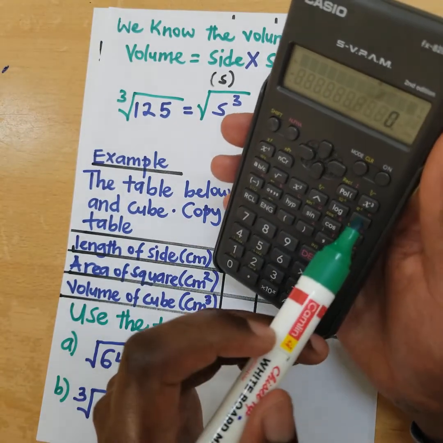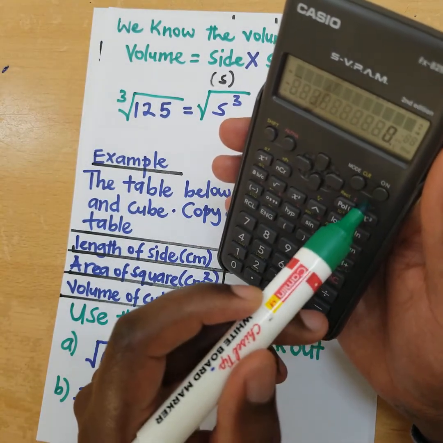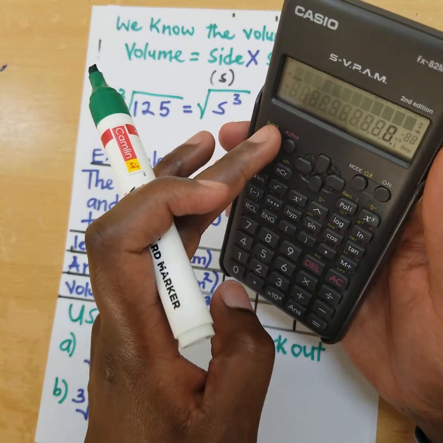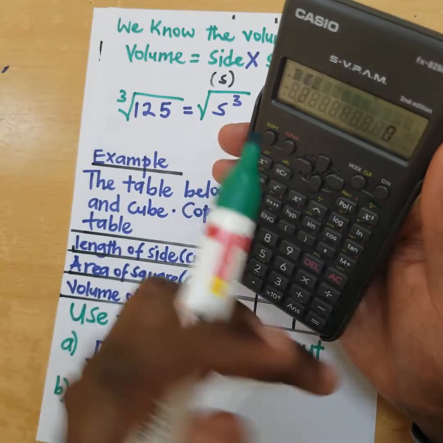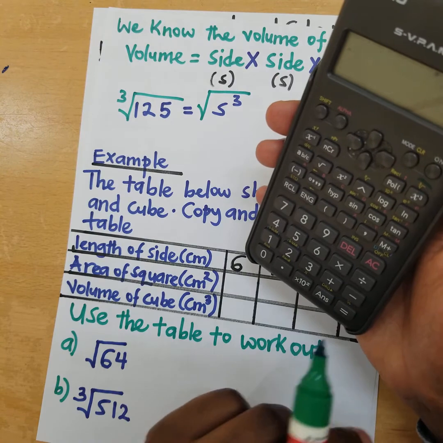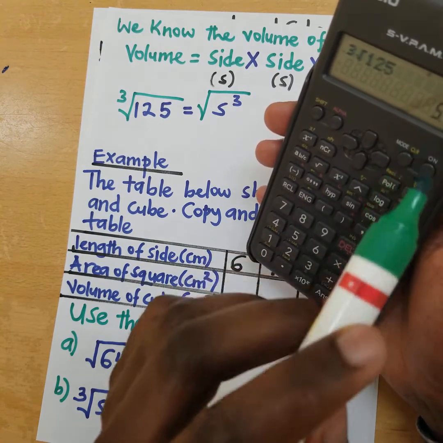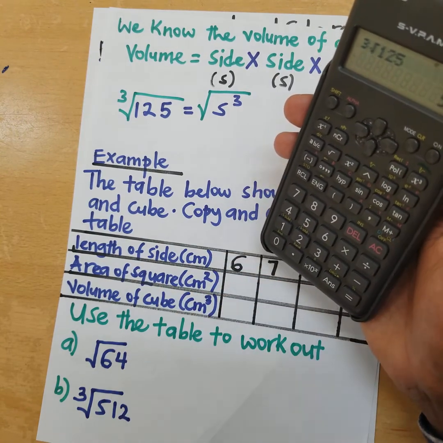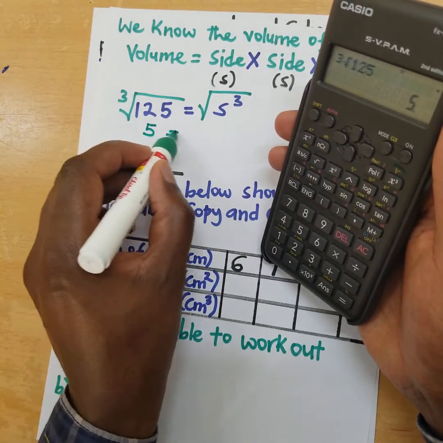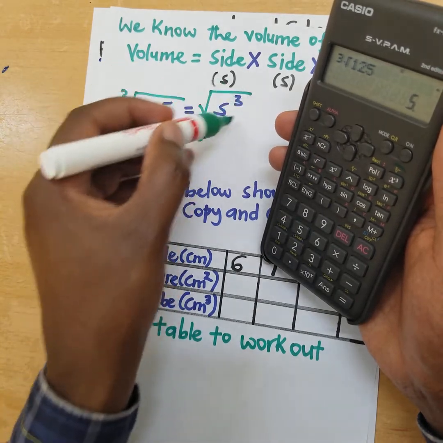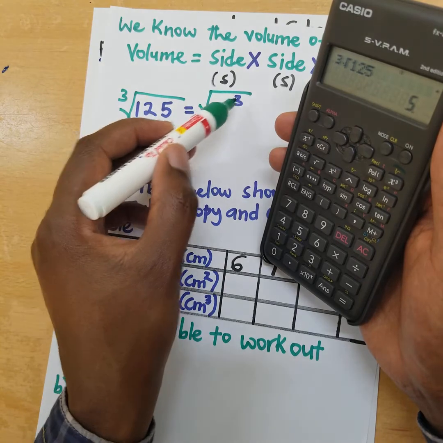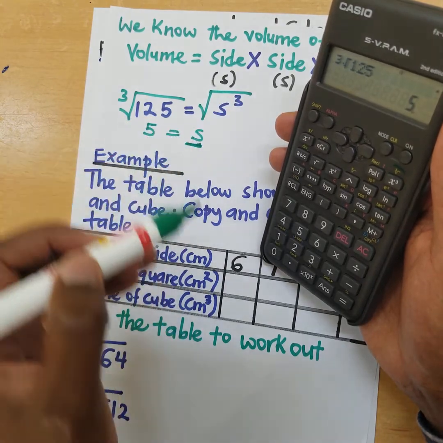The cube root is here. But to be able to use this, you need to first press the shift, then press it, and it will give you the cube root, then you can put 125. So 5 is the number that you will multiply 3 times to get 125. So the cube root of s cubed is the same as s.